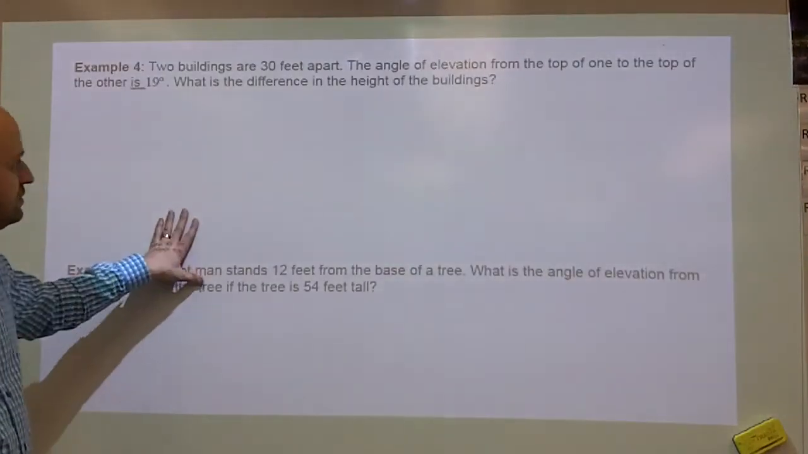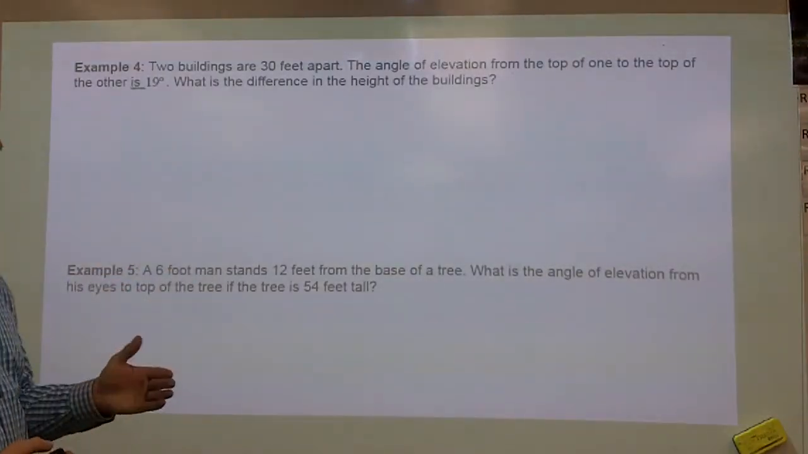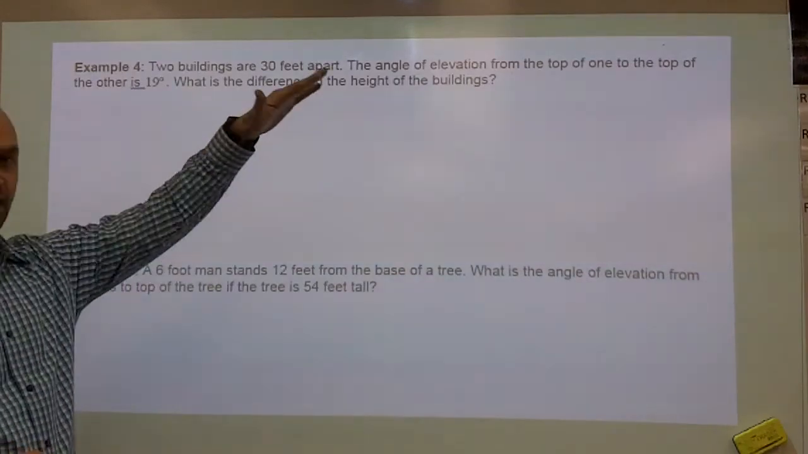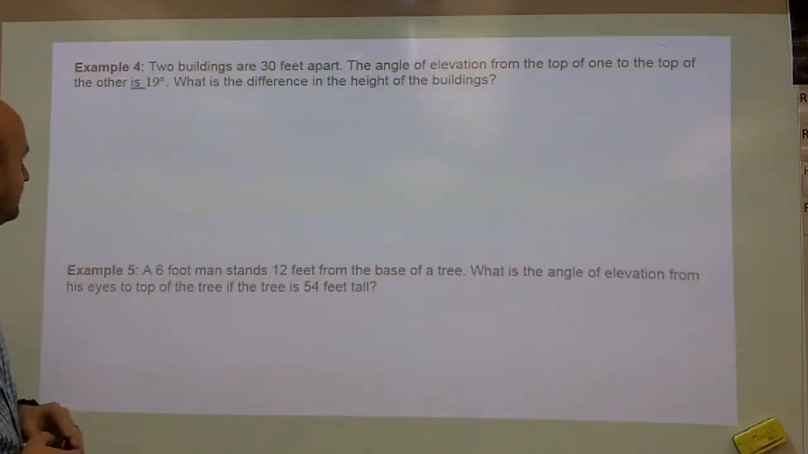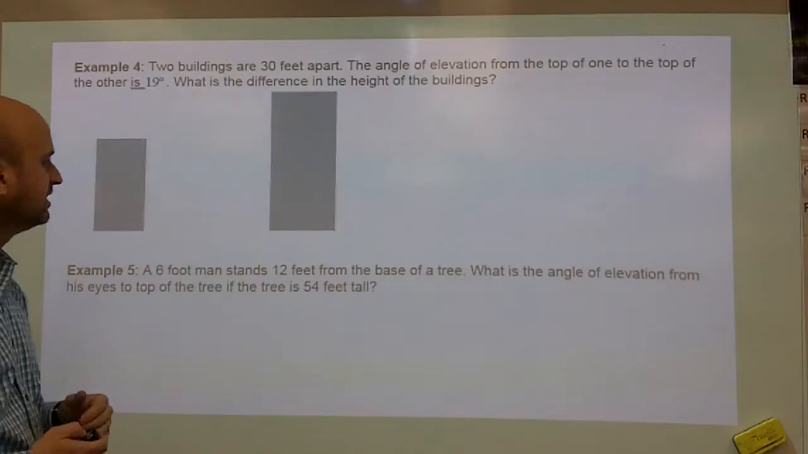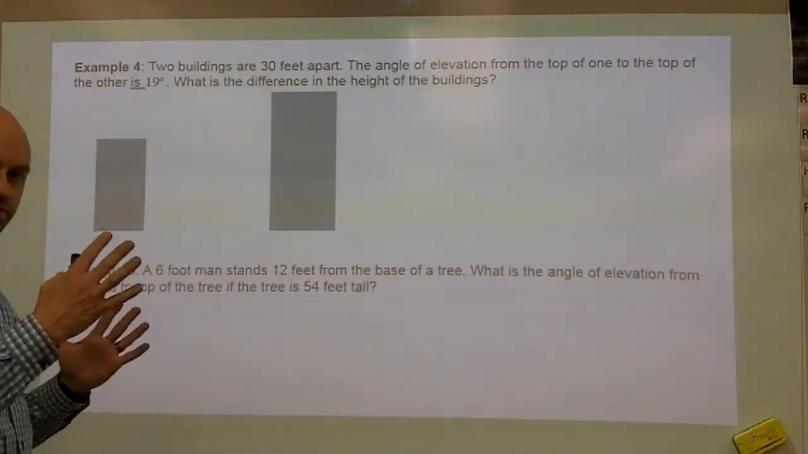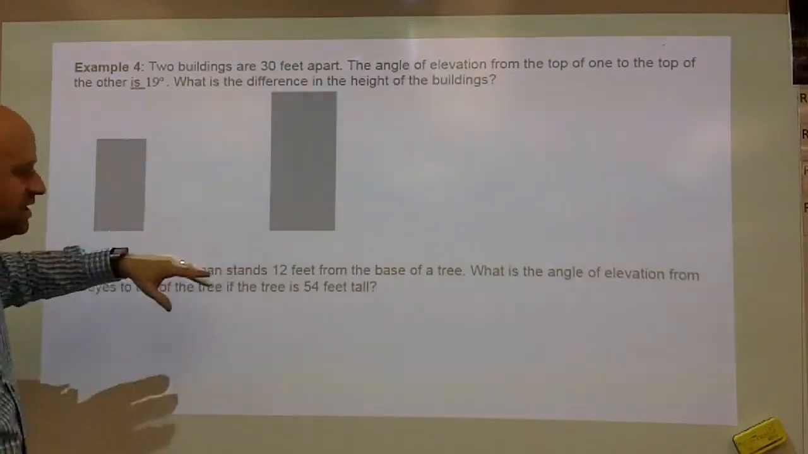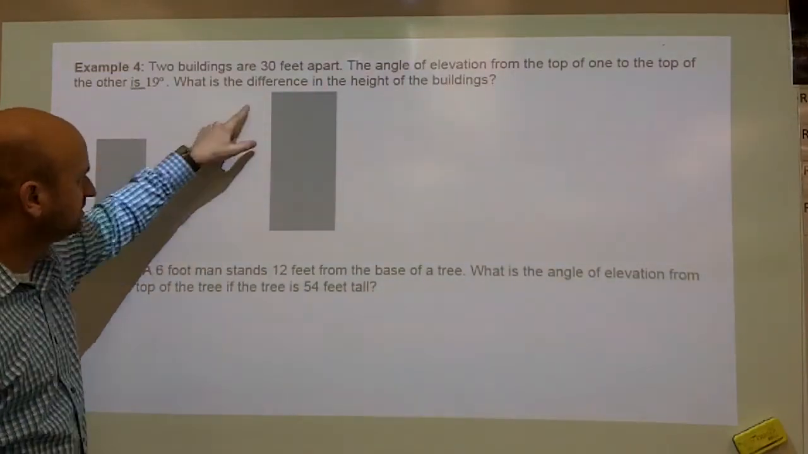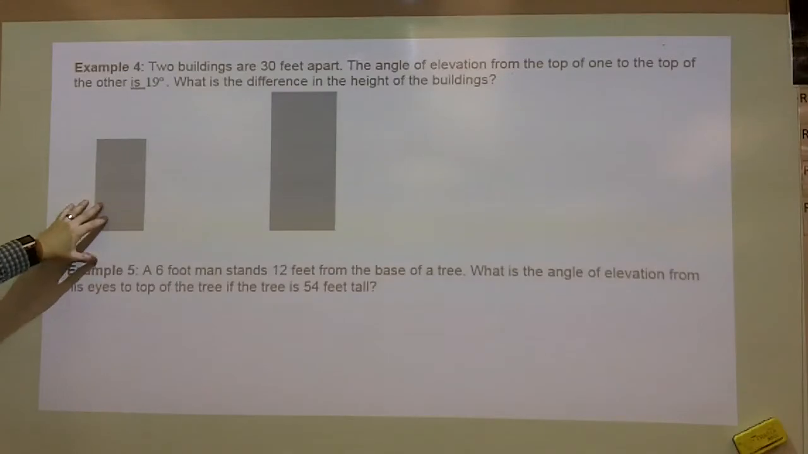All right, the next one, we have two buildings that are 30 feet apart. The angle of elevation from the top of one to the top of the other one is 19 degrees. What's the difference in height? So what we have here are two different height buildings. So think of maybe like New York City, where buildings are pretty close, but they're not all the same height. So from one top of the building to the other top of the building, that's what we're measuring here.